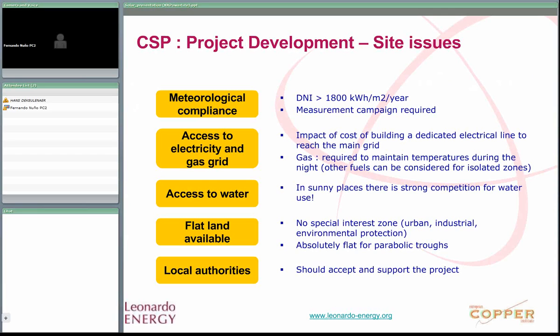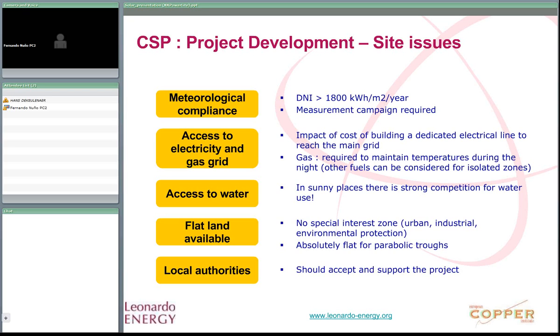We need access to the electricity grid and also to the gas grid. To the electricity grid because there is a big impact in building a dedicated electrical line to reach the main grid. And also the gas grid because a fuel is required to maintain temperatures during the night. If there is no access to the gas grid, other fuels can be considered.